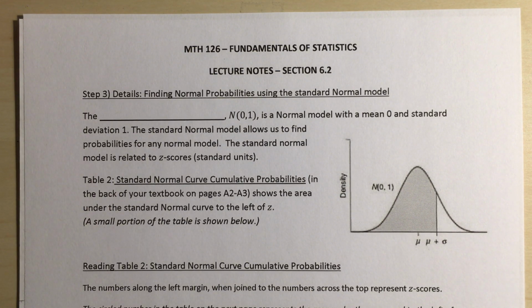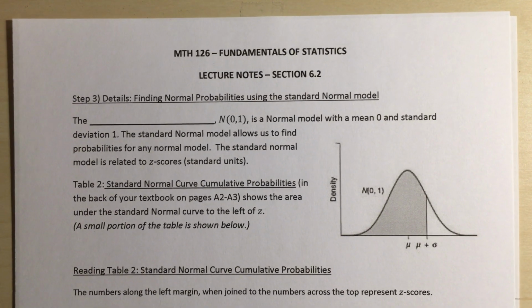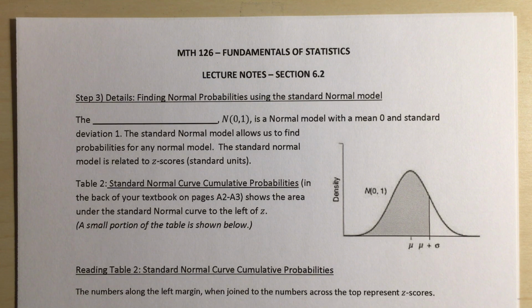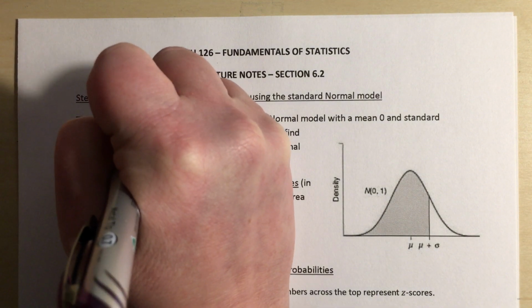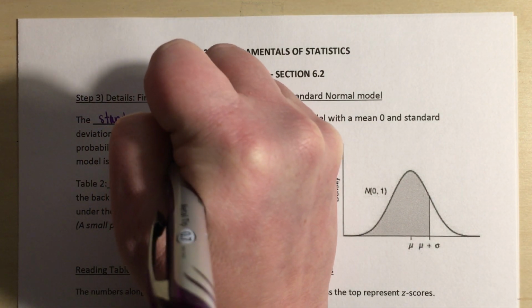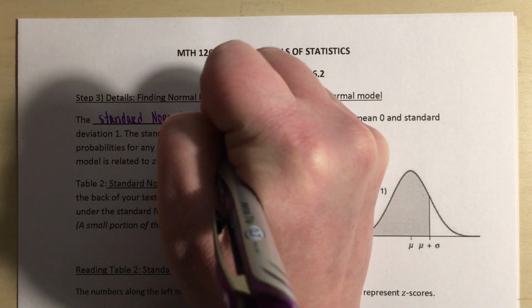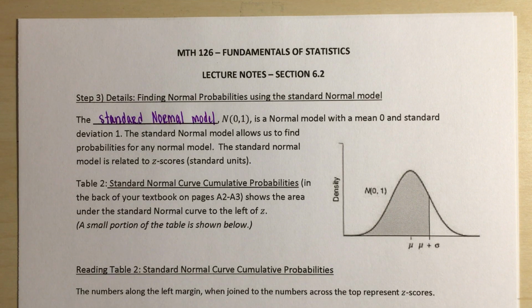So when we're looking at step 3, and we're actually finding our normal probabilities, what we're doing is looking at a normal model that has a mean of 0 and a standard deviation of 1, because this relates to our z-scores. This is something that we refer to as our standard normal model. The standard normal model allows us to find probabilities for any normal model. So by changing our units to z-scores, we can use this one table to answer all of our different problems, no matter what type of scenario we started with.